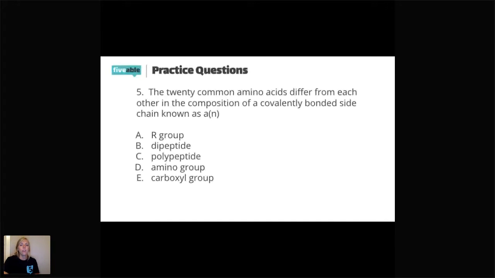Okay, last multiple choice question. 20 common amino acids differ from each other in the composition of a covalently bonded side chain known as A, R group, B, dipeptide, C, polypeptide, D, amino group, and E, carboxyl group. So what do each amino acid differ from each other with? Oh, you guys are fast. Awesome. A, R group. Good. The R group is that unique one. Very, very good.